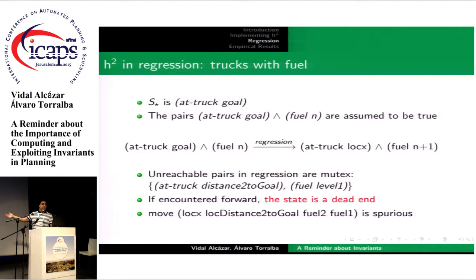So I can detect a dead-end state if this happens. Also, you can remove some actions of your problem. For example, any action that moves you to a location that is at distance 2 to the goal, if that action also has the effect that it sets the fuel to 1, you can remove the action from the problem, because any state that this action generates is going to be a dead-end state.